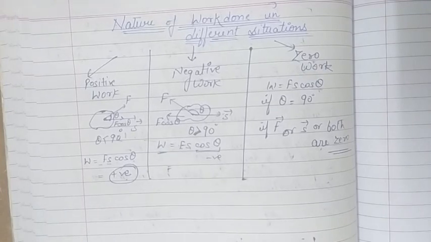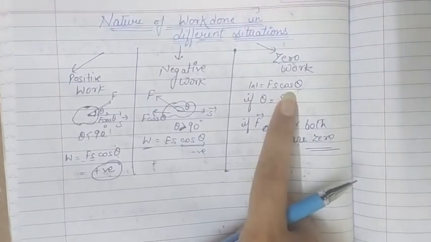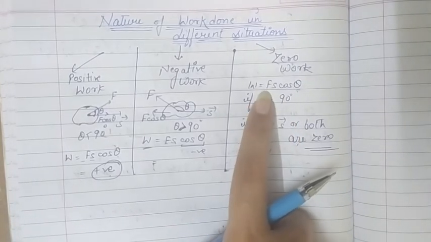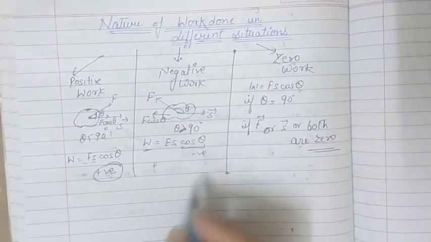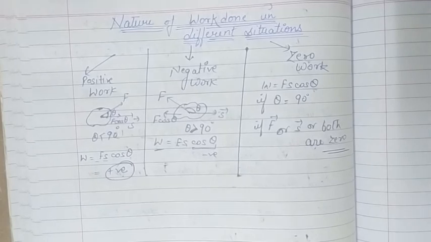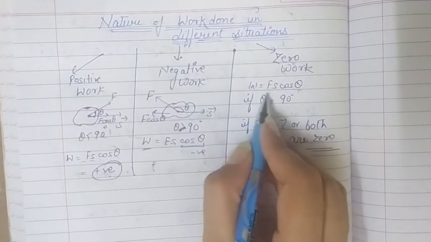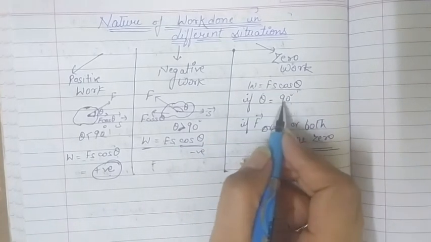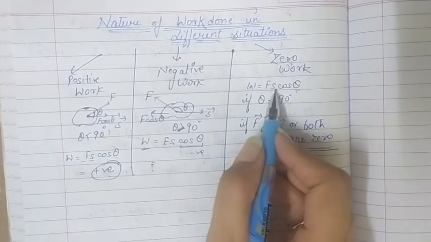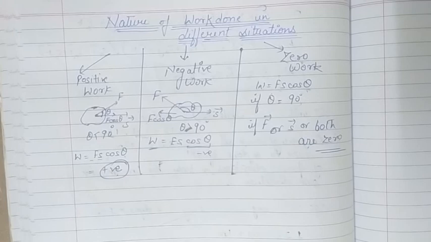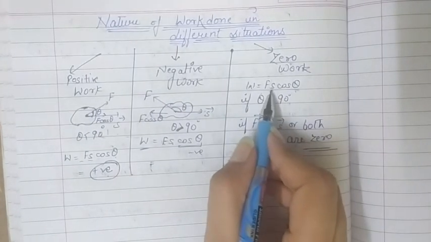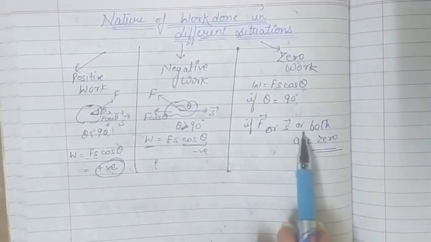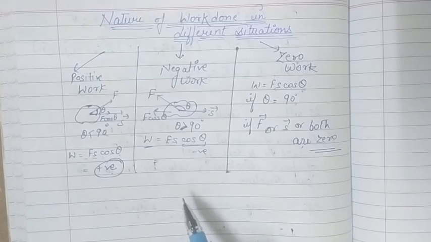Work done by force is zero if body gets displaced in a direction perpendicular to the direction of applied force. If the angle between the direction of force and the direction of displacement is 90 degree, or displacement is observed in a direction perpendicular to the direction of applied force, in that case we get zero work done. Or if the magnitude of force is zero, means there is no applied force, or if the displacement is zero, means we are applying force but body is not showing any kind of displacement. It's displacement that we have to remember, it's not distance, it's displacement. Or both are zero, means either one of them or both are zero, then zero work can be observed.